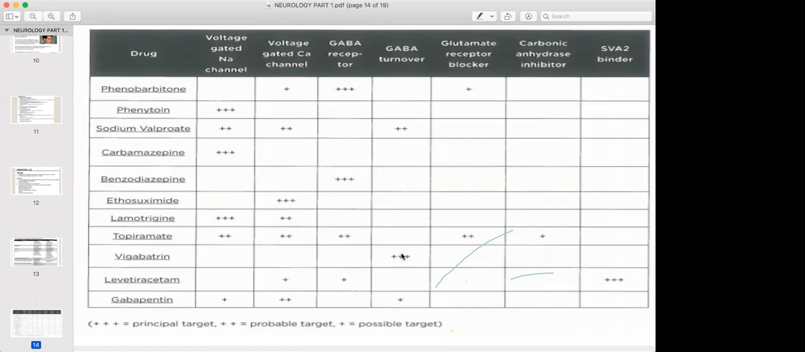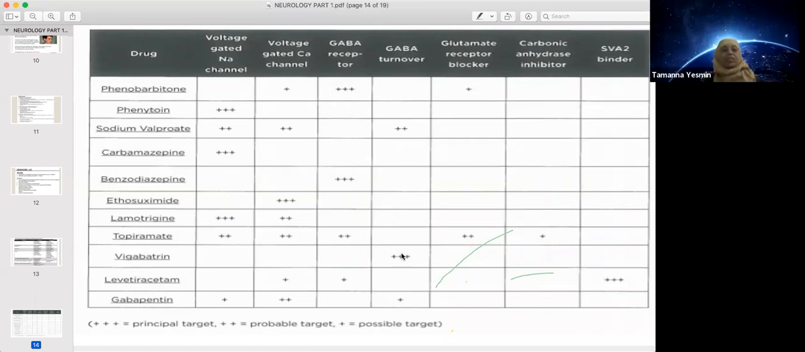So now next, vigabatrin. The name is V-GABA, there is GABA in it. Vigabatrin is a drug for GABA turnover. Now gabapentin, again GABA, so there is also GABA turnover activity. It also has calcium channel and sodium channel action. Now, ethosuximide is a calcium channel blocker. Benzodiazepine is a GABA receptor agonist. Also phenobarbital.